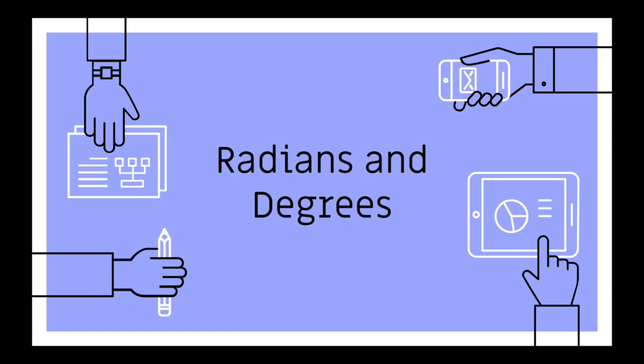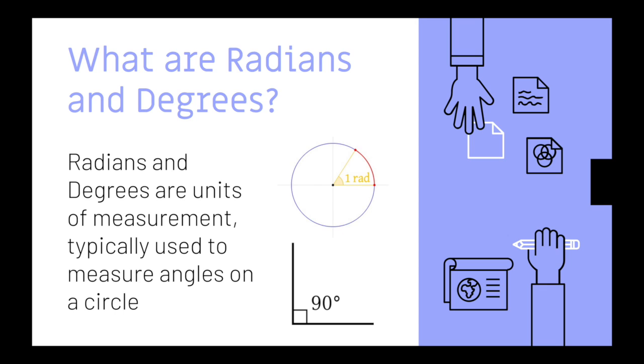Okay, today we're going to go over radians and degrees. The first thing you need to know is what radians and degrees are. Radians and degrees are units of measurement typically used to measure angles on a circle. Here you can see 1 radian on a circle and a picture of a 90-degree angle.